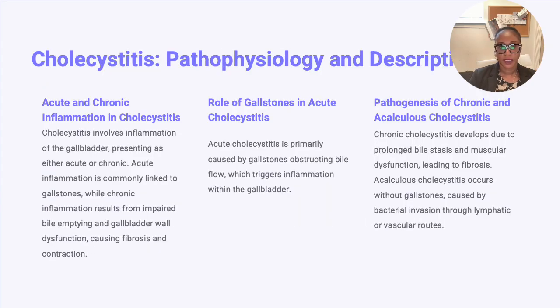So next we're going to look at cholecystitis, the pathophysiology and the description. So to start with the description, this is an inflammation of the gallbladder that may occur as an acute or chronic process. Acute inflammation is associated with gallstone. Chronic cholecystitis is a result from inefficient bowel emptying and gallbladder muscle wall disease caused by a fibrotic and constricted gallbladder.